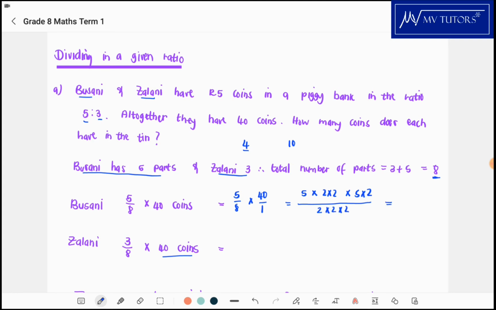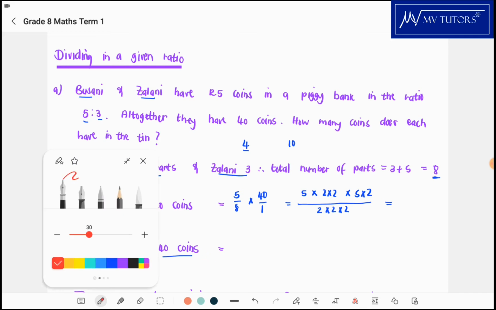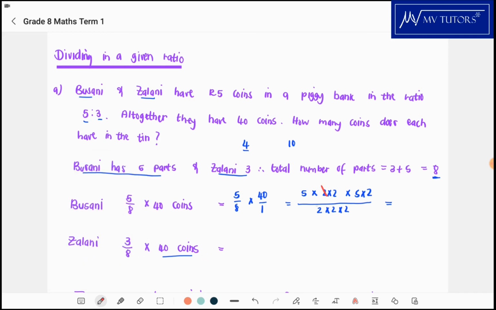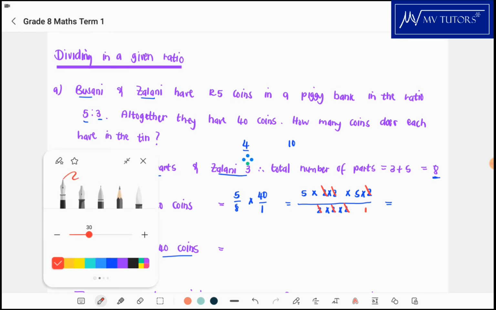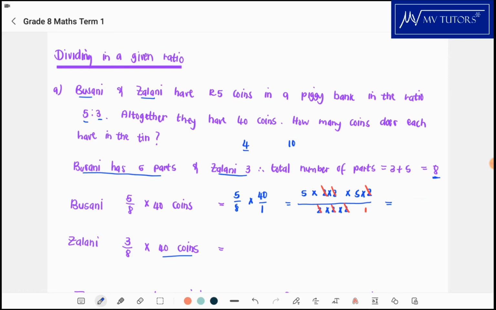How does this help me? It helps me because now I can cancel out. Okay, 2 divided by 2 is 1, 2 divided by 2 is 1, 2 divided by 2 is 1. So at the numerator, I have 1. Okay, anything divided by 1, remember we addressed this, a number divided by 1 or a number multiplied by 1 is just the number. All right, so what am I left with then on the numerator? Well, I'm left with 5 times 5, which is what? 25.